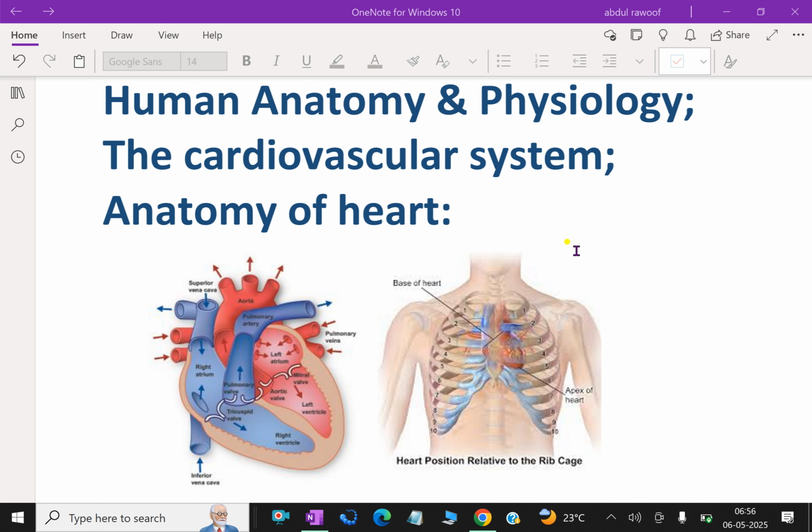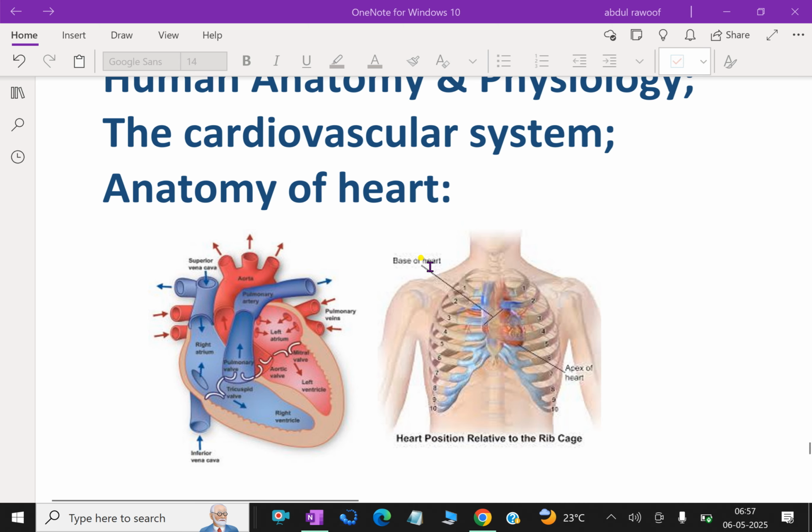The valves between the atria and ventricles open and close passively according to the changes in pressure in the chambers. They open when the pressure in the atria is greater than that in the ventricles. Flow of blood through the heart we will also discuss later. Now we'll continue with the anatomy of the heart.